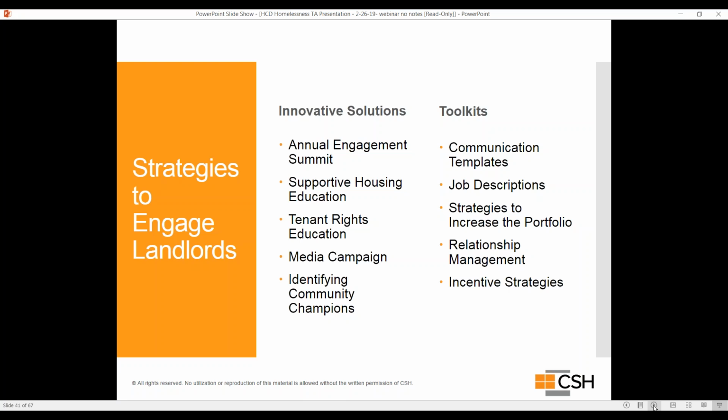CSH plans on developing comprehensive landlord engagement toolkits with important tools, desk guides, and resources for communities to use and replicate in various community settings, including urban, suburban, and rural. Resources to develop a media campaign or strategies for identifying a community champion to advocate for landlord engagement are all strategies that CSH can use to work with communities to increase the housing stock and portfolio in a given community.